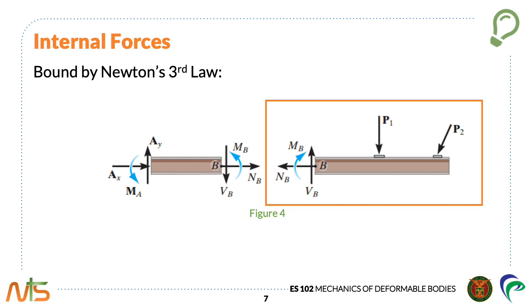A direct solution for the normal force at B is obtained by applying summation of forces about the x-axis equal to 0. The shear force at B is obtained from summation of forces y equal to 0. And the bending moment can be obtained by applying the summation of moments about point B equal to 0, since the moments of the normal force and the shear force about B are 0.